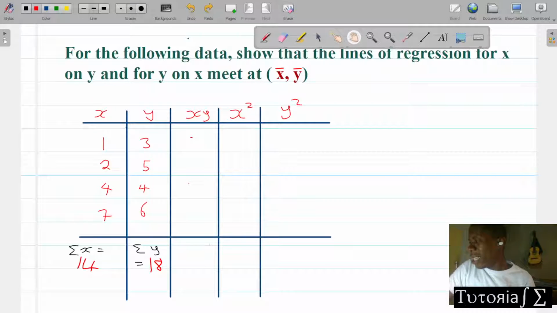Now, in this lesson, as you can see, we look at some linear regression.